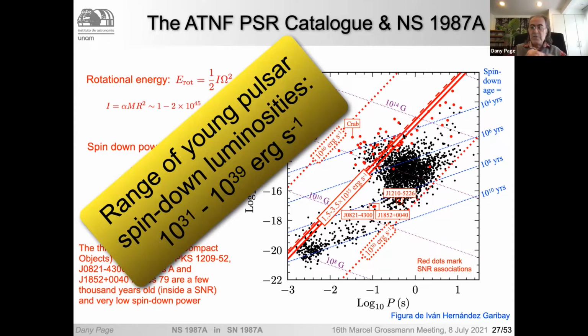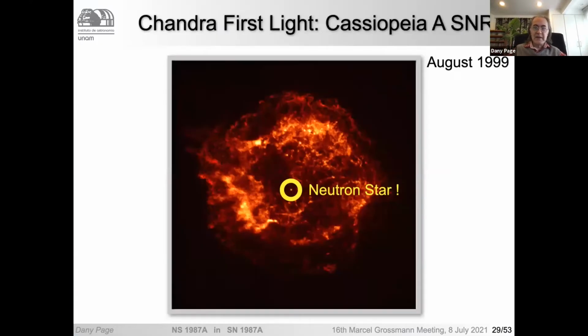So yes, it could be a pulsar, but you need a lot of fine tuning for it to work. However, we have another category of object. I mean, this is like Cassiopeia A. I showed you that this is just a neutron star. It's not a pulsar. It only emits thermal X-rays, no?